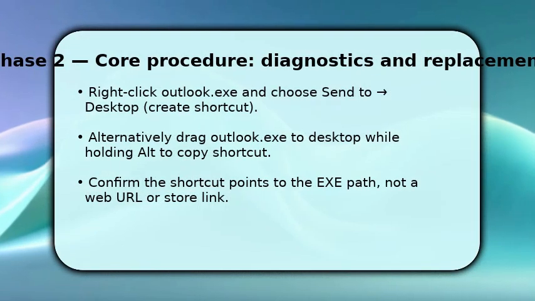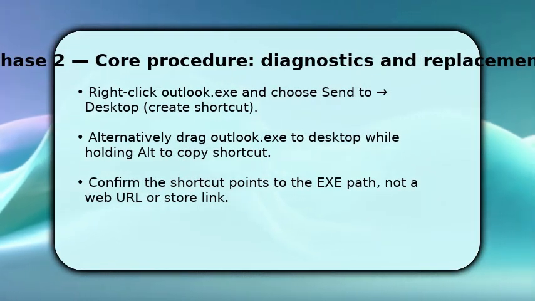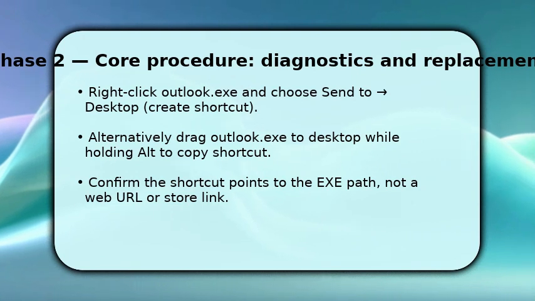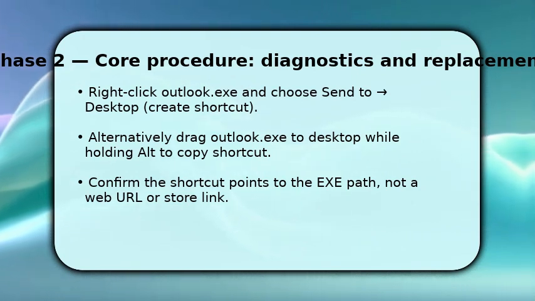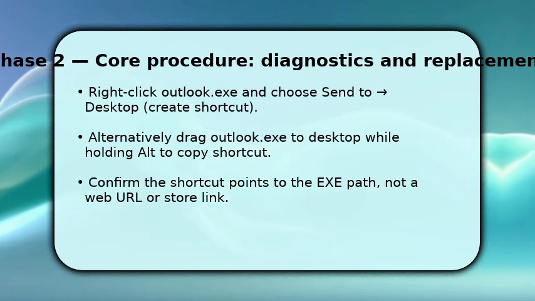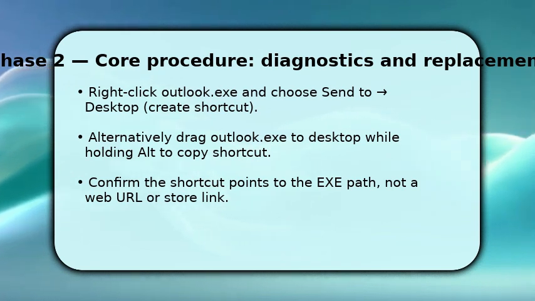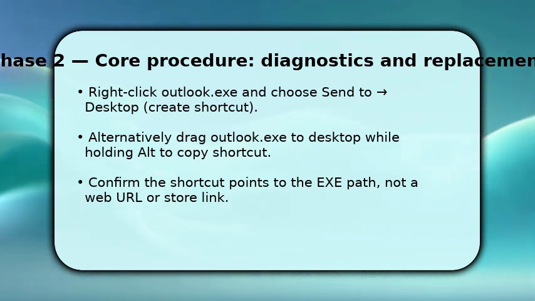Once you have Outlook.exe visible, right-click it and choose Send to, then Desktop, Create Shortcut. This places a direct shortcut on your desktop that launches the real program. Alternatively, click and drag the exe to the desktop while holding Alt to create a shortcut. This is faster for touchpads.